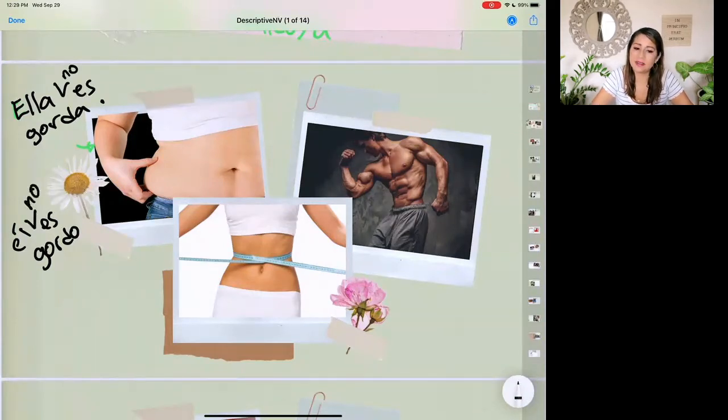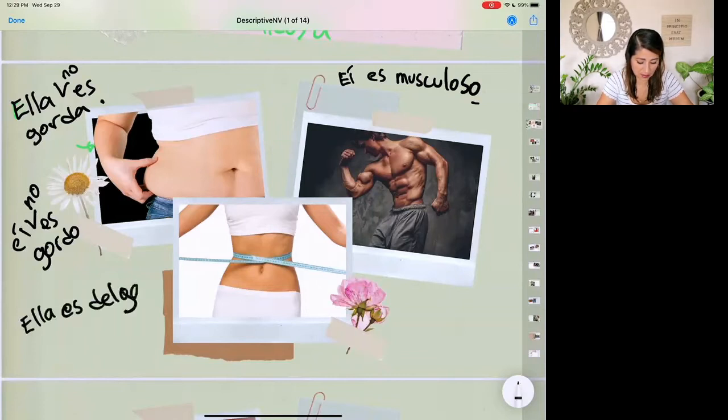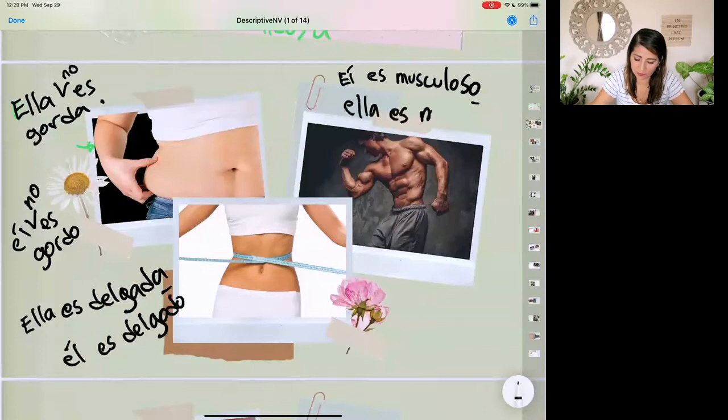If somebody is muscular or athletic, we have the word musculoso. So él es musculoso for male, or ella es musculosa if it's a female. For thin, we say ella es delgada, or if it's a male, él es delgado. Okay, ella es musculosa.